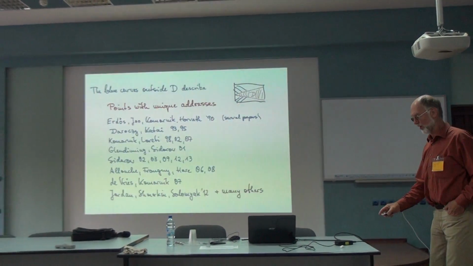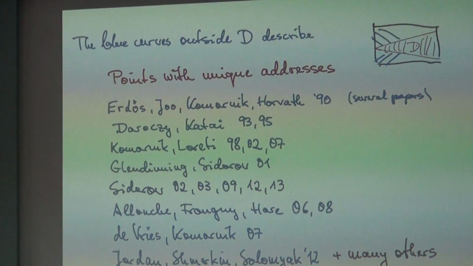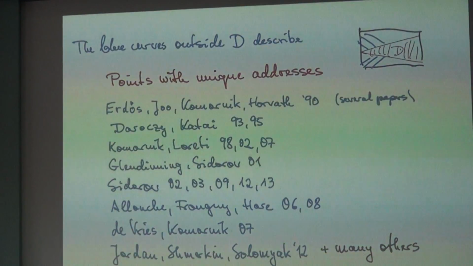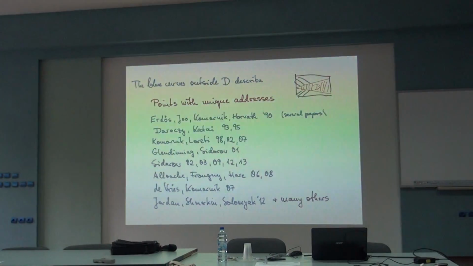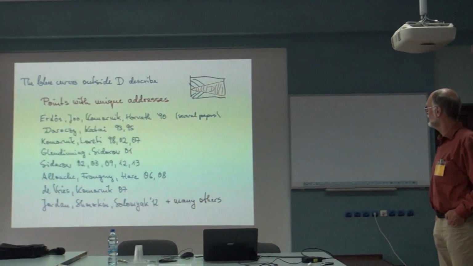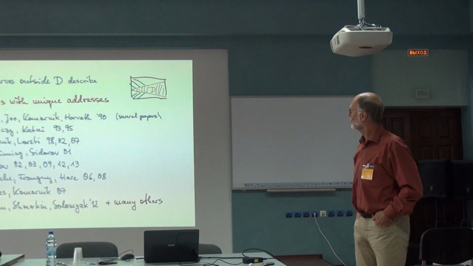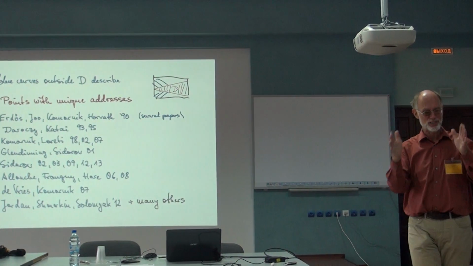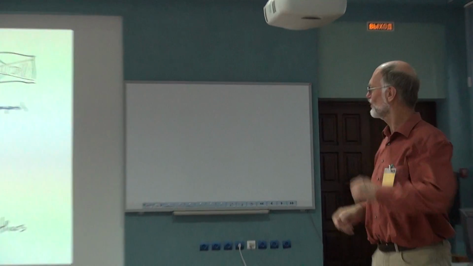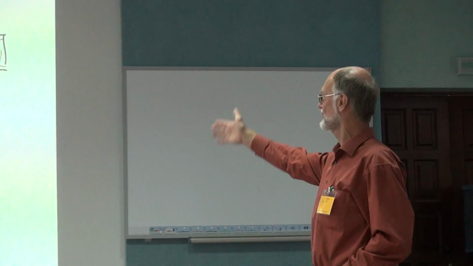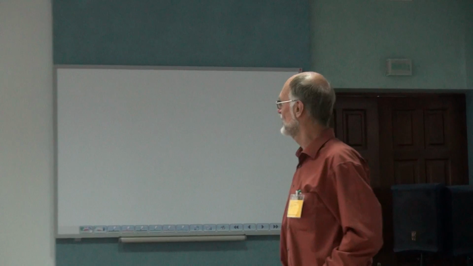So then it turns out, I was not aware that many people have dealt with the points of unique address. It starts with Erdős and co-authors around the 90s, and in fact these are the blue curves. So what I found in my picture is already there in the research, and I should not forget to quote all those people. Especially Nikita Sidorov did a lot of work in this respect. He wrote a lot of papers on the unique addresses.